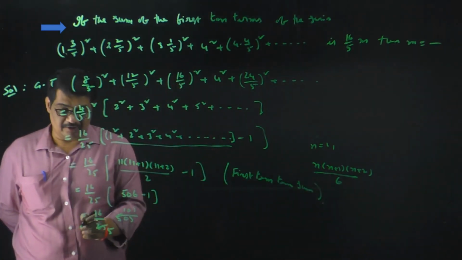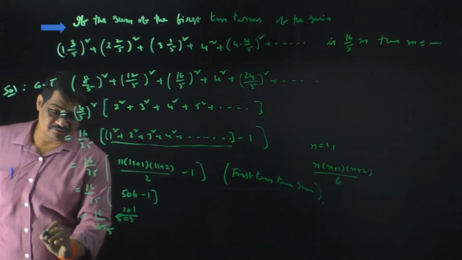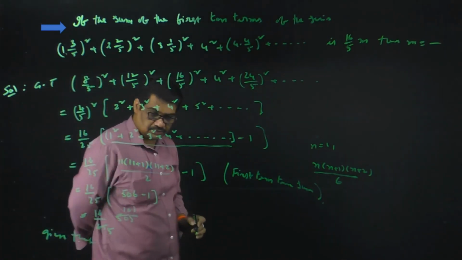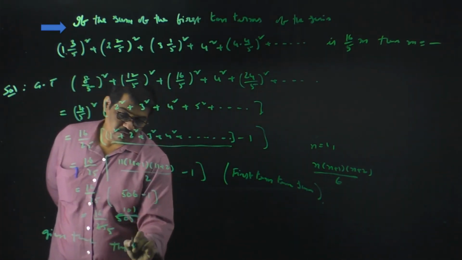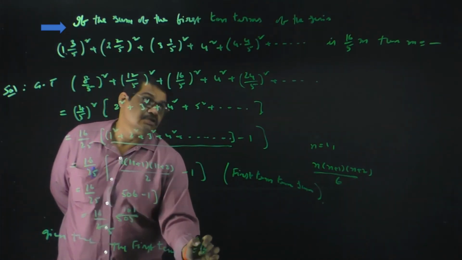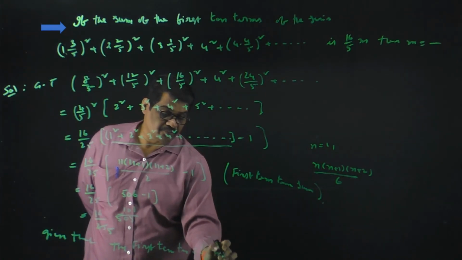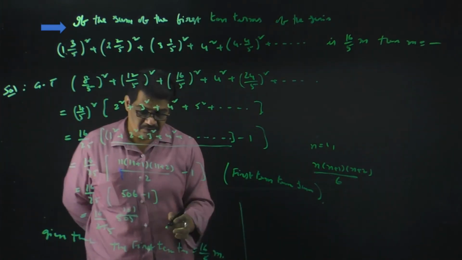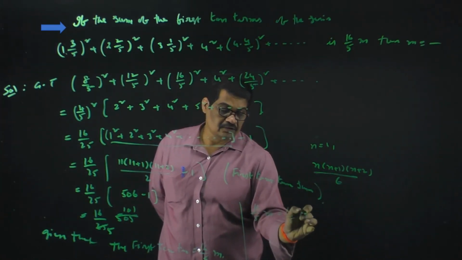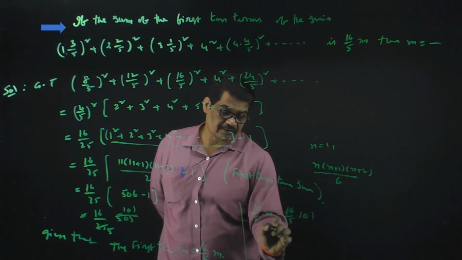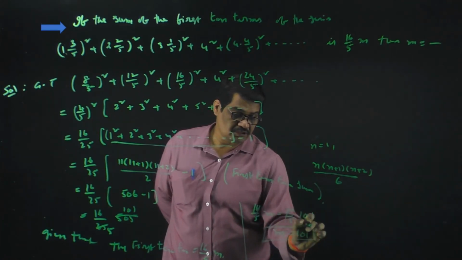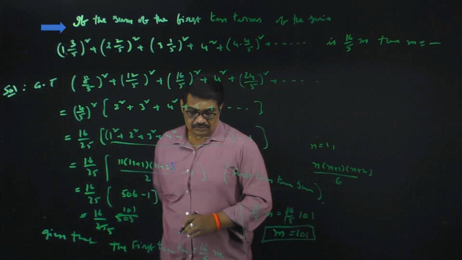Now to find this value: given that the sum of the first 10 terms is equal to 16/5 m, equating 16/5 m to 16/5 into 101, this 16/5 can be cancelled. Here m is 101. Then the value of m is 101.